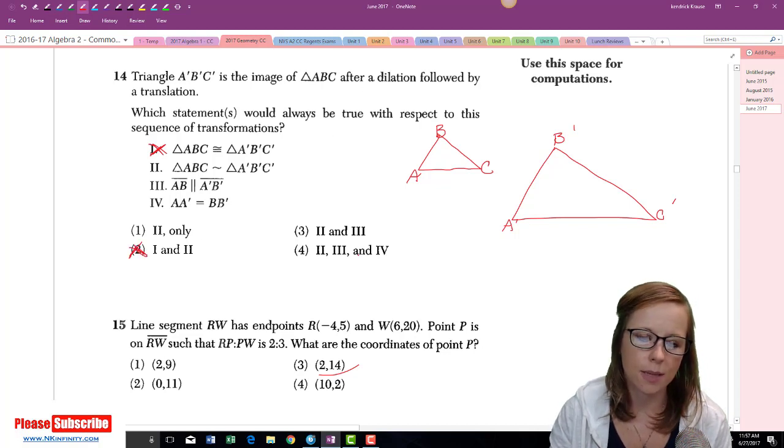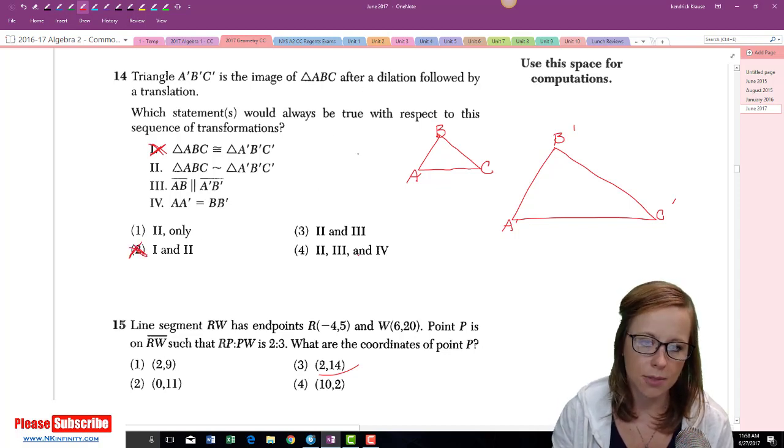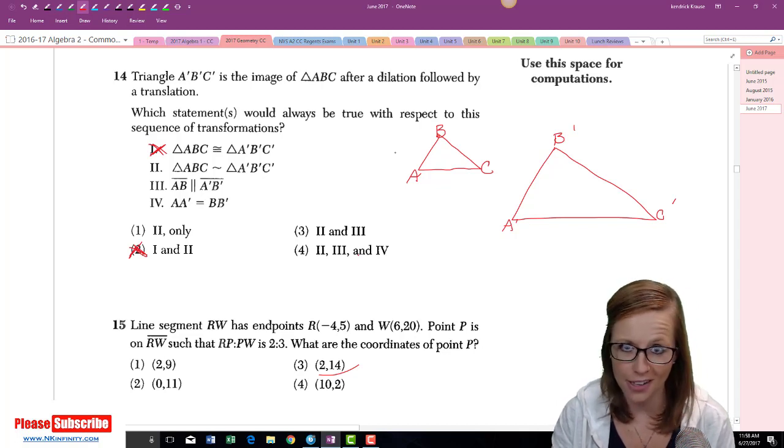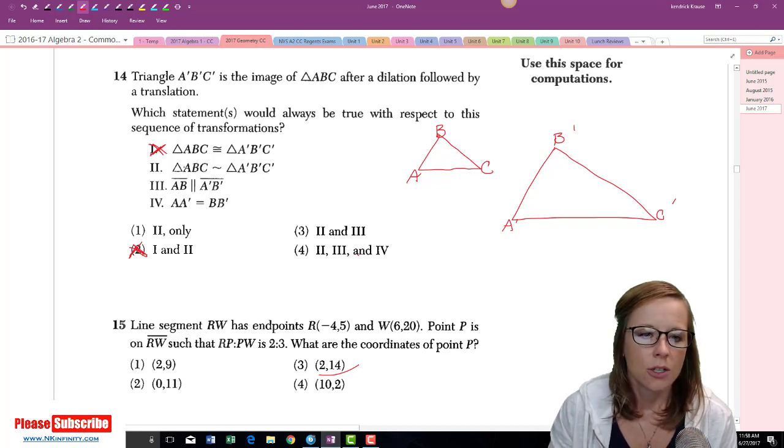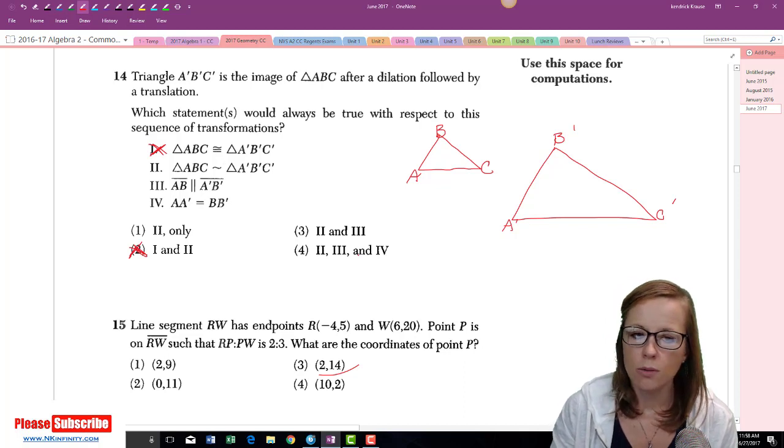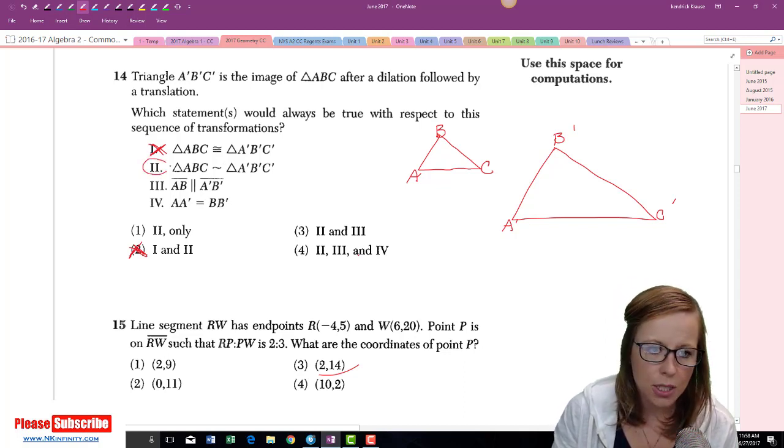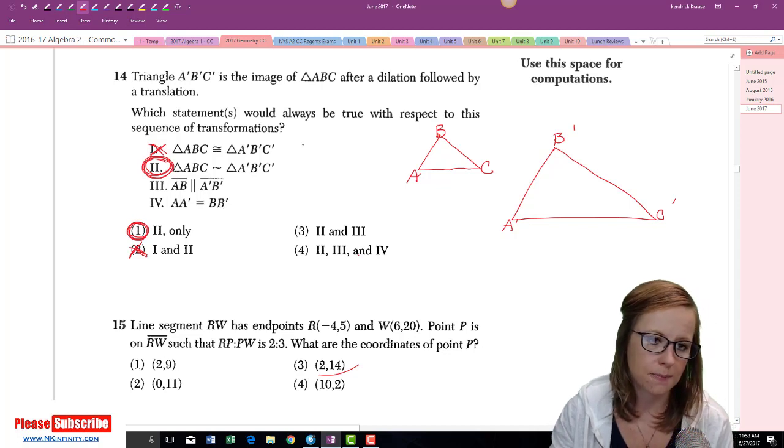The state actually accepted 2 answers here. They accepted 2 of these choices. So you got a 50-50 shot, really. Triangle ABC is similar. Well, yes. So absolutely this is true. If you picked 2 only, okay, they counted that as correct.